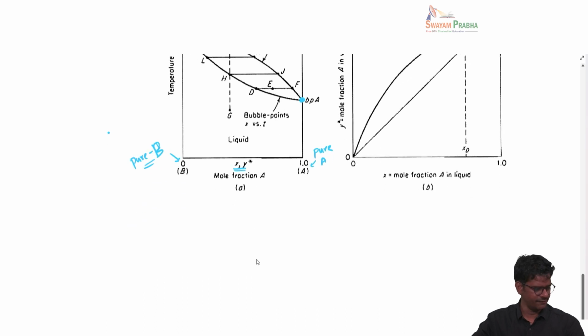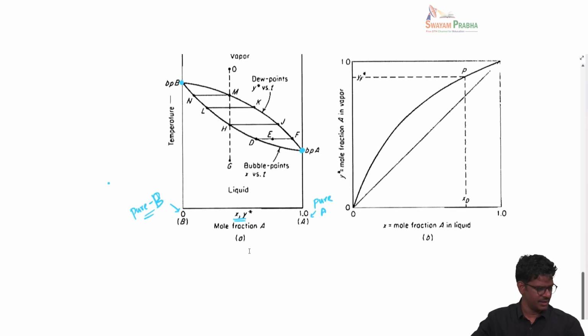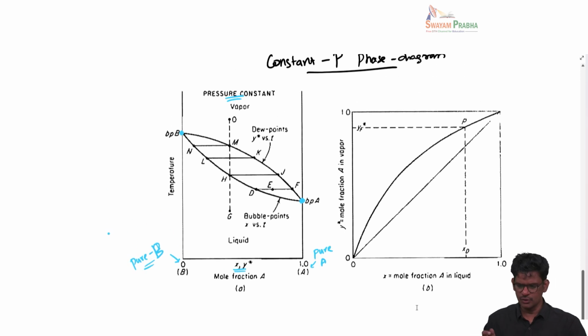Now to understand what's really happening here, another thing I should mention is that there are two curves here. The top curve is called the dew point curve, which is basically y versus T, and the bottom curve is known as the bubble point curve, which is basically x versus T. So anything below this bubble point curve will be a pure liquid. It's a binary mixture, but it will exist as a liquid.